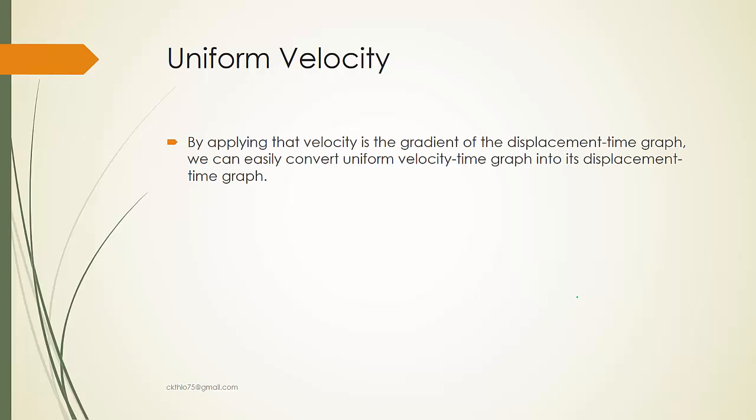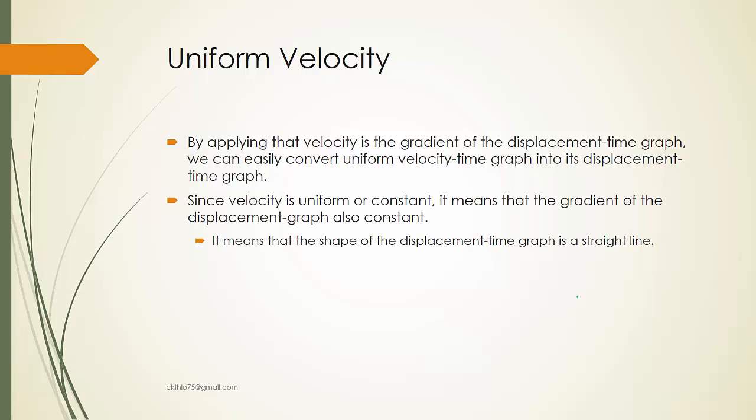Again, if we apply the idea that velocity is the gradient of the displacement-time graph, we can convert the uniform velocity-time graph into its displacement-time graph. Since velocity is uniform, it means that the gradient of the displacement-time graph is constant. It means that the shape of the displacement-time graph would be a straight line, because only a straight line would fulfill the idea that the gradient of the graph is constant or uniform.